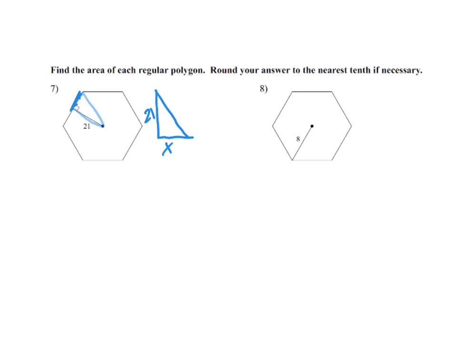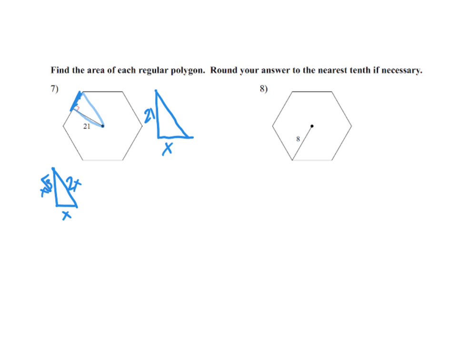All right, here's what you have to know from your 30, 60, 90. This is X, this is 2X, this is X root 3. Have you done this enough times that you know this yet? Your long leg is X root 3. If I want to go from the long leg to the short leg, I got to get rid of the root 3. So since it's being multiplied by root 3, I'm going to divide by root 3.